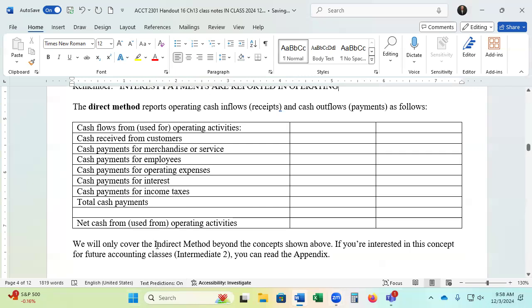The direct method is the easier to understand. It is the easier to prepare. The reason that most companies say they can't do it is they say they can't calculate these numbers easily through their systems, which is pretty much a lie nowadays. The reason that they do indirect is it's just kind of more confusing. And so they don't get as many questions about it.